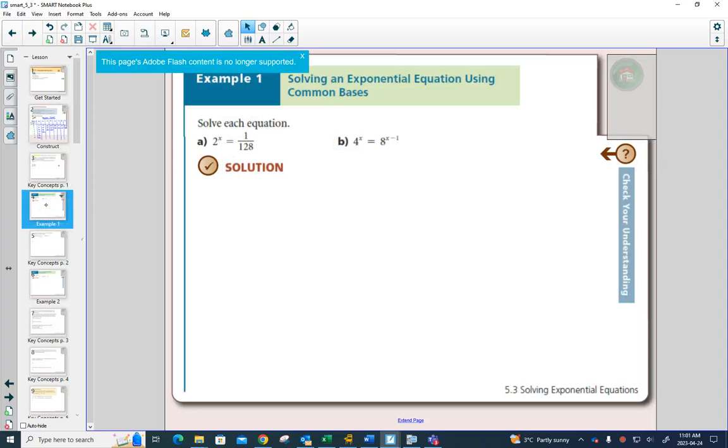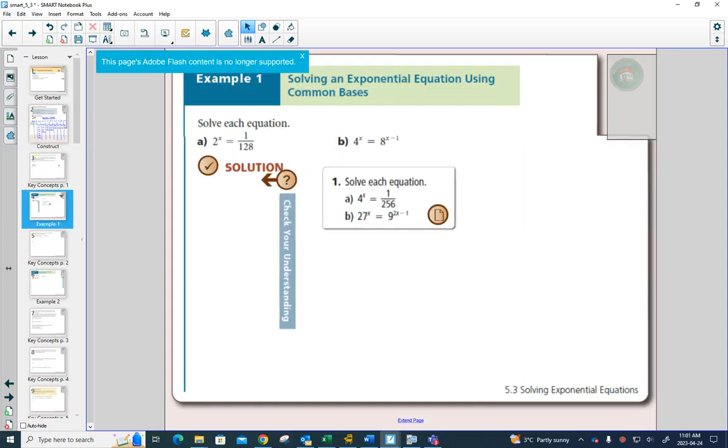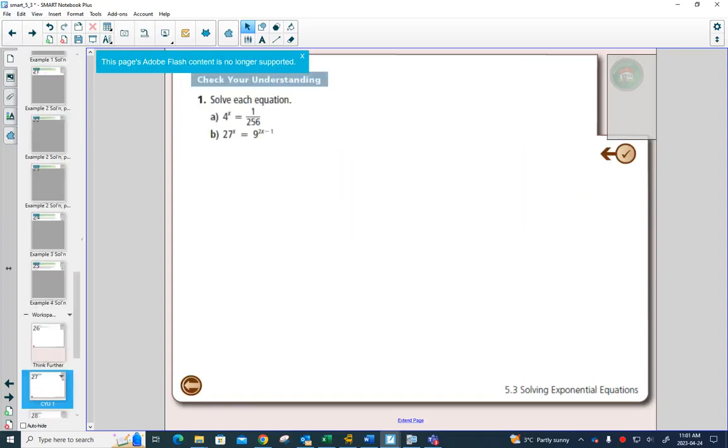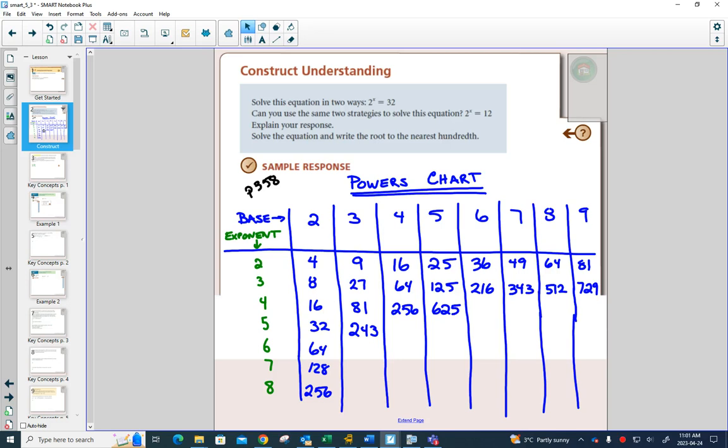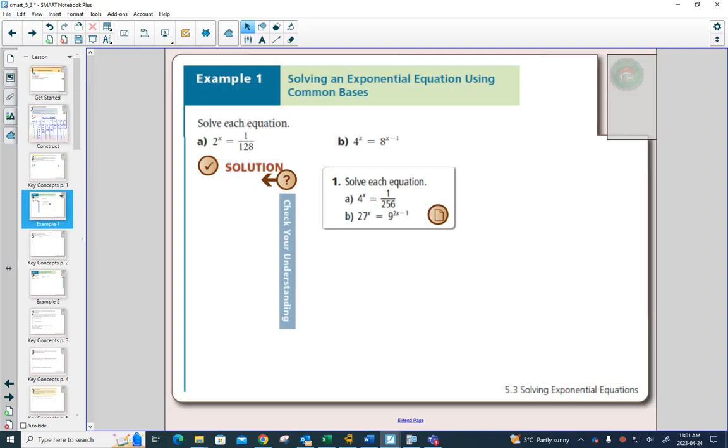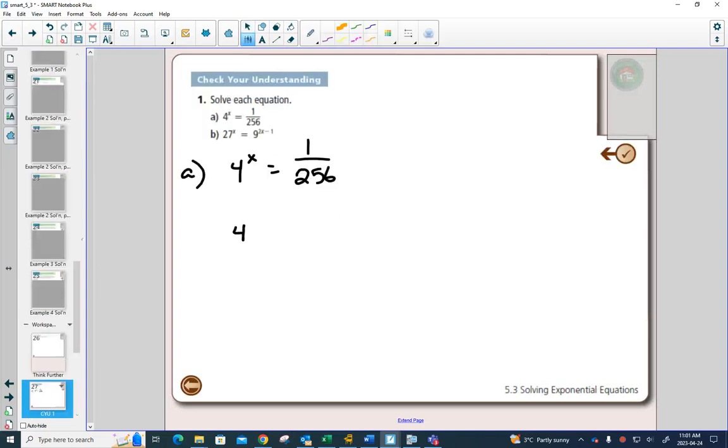And we're going to need a lot of our exponent laws from previous years. So if we look at A here, 4 to the x equals 1 over 256. We're going to go to our powers chart and say, is 256 a power of 4? Yes, it is. It's 4 to the power of 4. So what we can do with that is we can now rewrite the 256 as 4 to the power of 4.